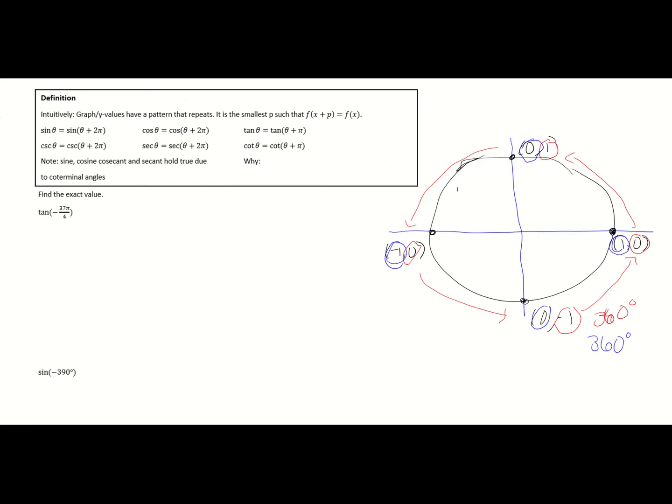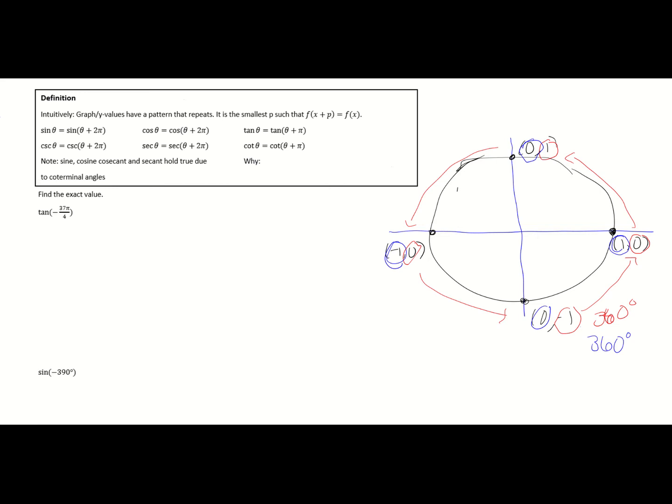Now, I make a little note at the bottom there that sine, cosine, cosecant, and secant hold true just due to the coterminal angles. Just because it takes a full revolution of 360 and then you're back at the exact same spot. The ones that are a little bit different are tangent and cotangent, which don't have a period of 2 pi, they have a smaller period. They have a period of pi.